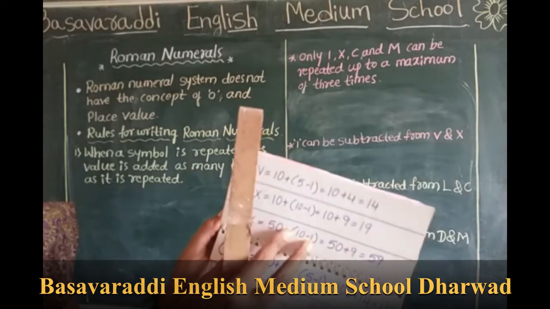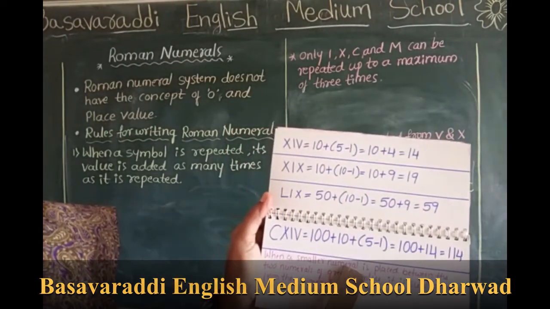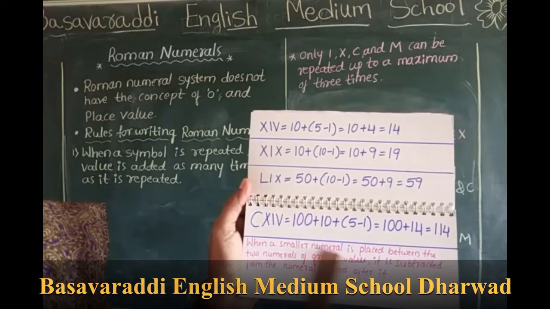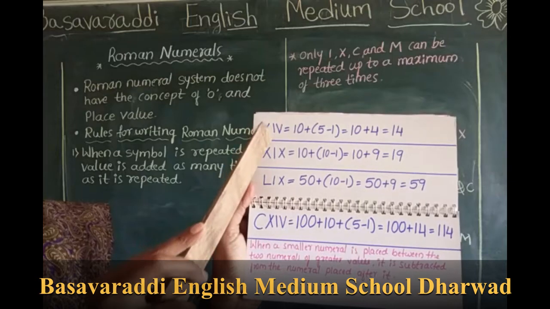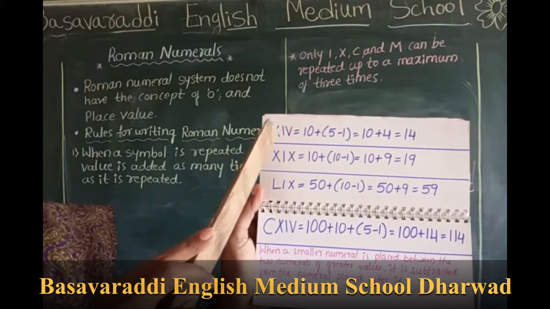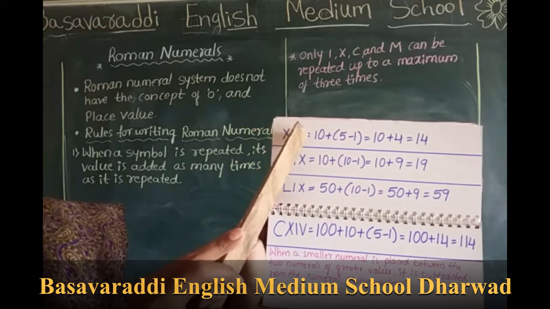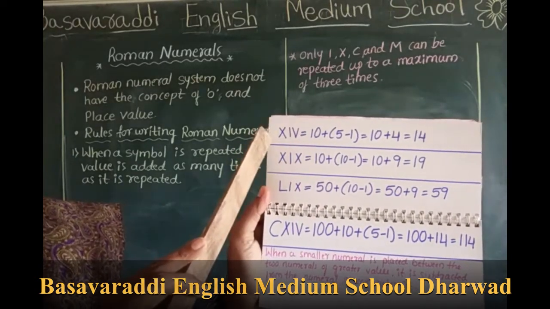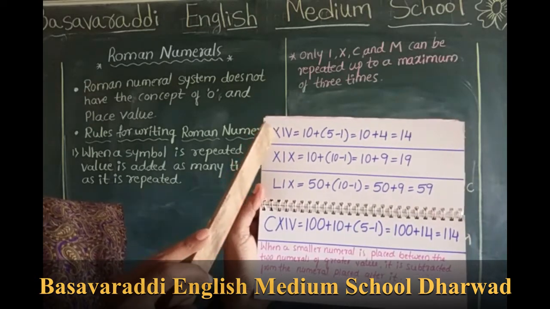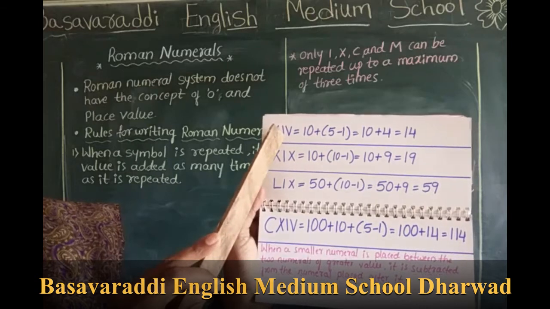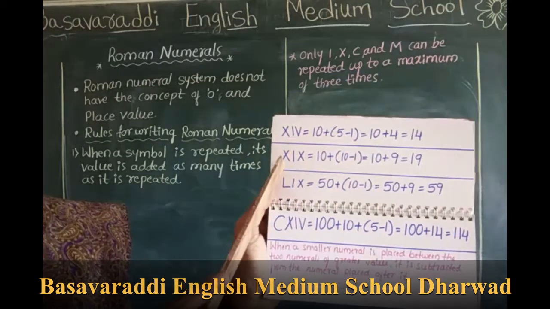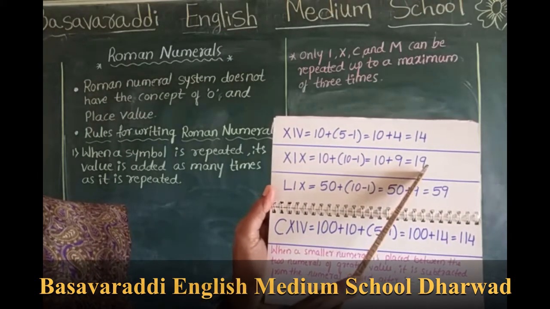The fourth rule is: when a smaller numeral is placed between two numerals of greater value, it is subtracted from the numeral placed after it. These are the two greater values here. It means X is 10, and I V is equal to 4 there. So 10 plus 4 is equal to 14. X I X is equal to 19.